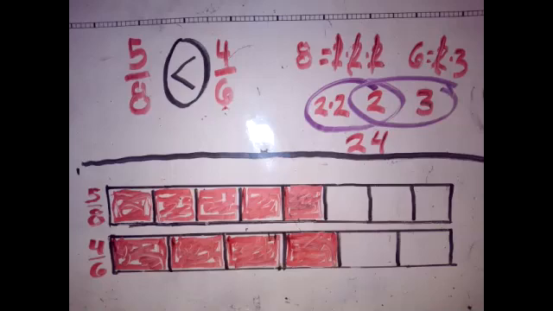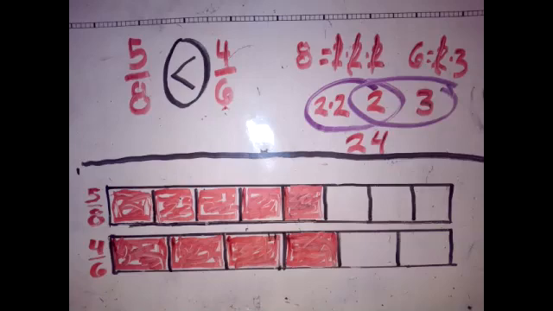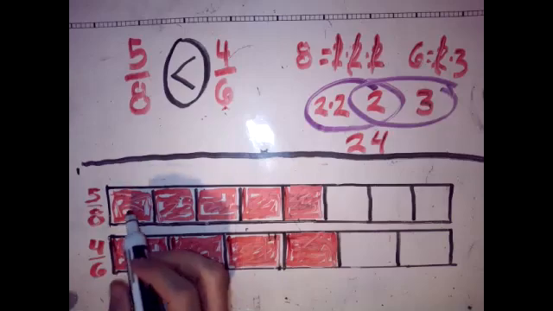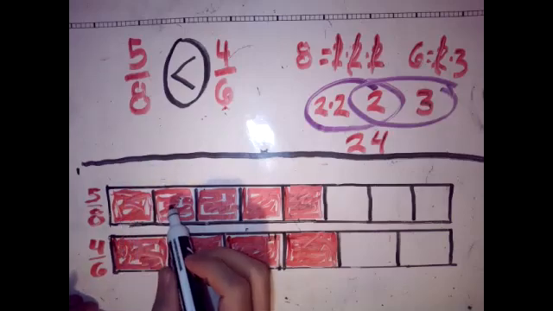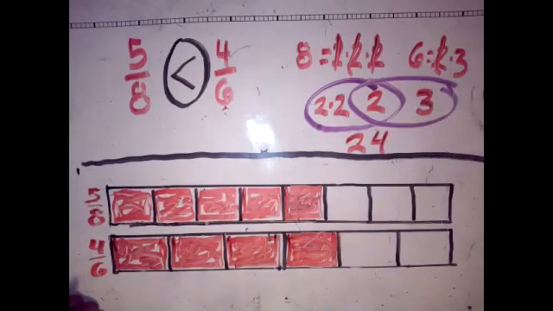So now I'm going to look at this and say, I know that I can have the bars perfectly lined up if I make each of these have 24 equal pieces instead of this one having 8 and this one having 6. And to make this 24 equal pieces, I need to split each of my eighths into 3 equal pieces. And I need to keep every single piece I have. So I need to split them into 3 pieces.